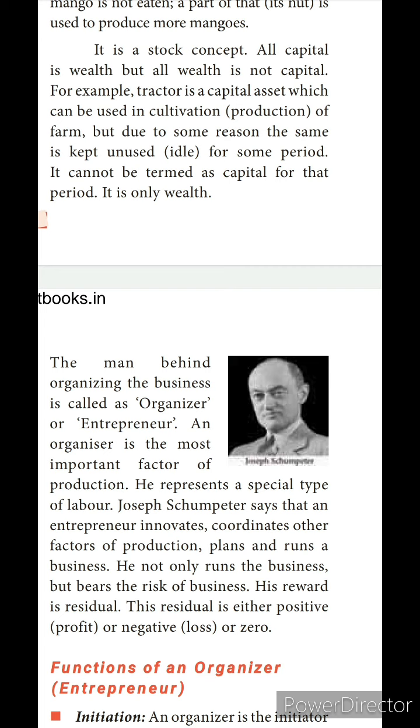Joseph Schumpeter says that an entrepreneur innovates and coordinates other factors of production. That means the organizer coordinates the land, labor and capital. If he coordinates them in the proper way, then only can he get the profit and run the business successfully. If he doesn't know how to use the factors of production, land, labor and capital, the business will definitely meet failure.